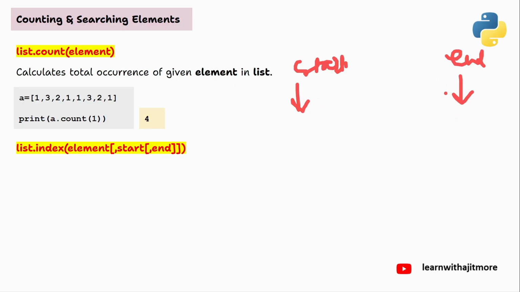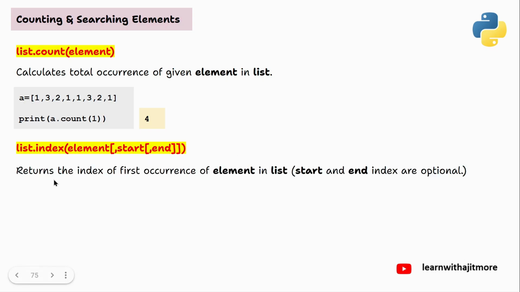And if you don't give this start and end, by default, the search is done in the entire list. See, it returns index. Index means the position of your element. Now, this element may appear many times. Then also it's going to search its first occurrence. So it returns the index of first occurrence of element in list. And if you have given this start and end, then the search will be done only within that range.